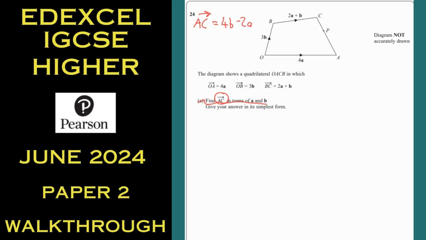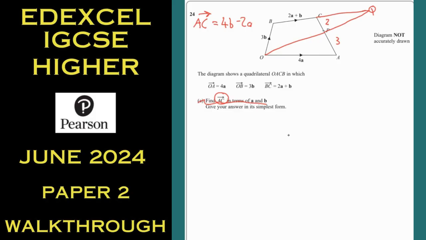So part B's got a lot of waffle at the beginning, but it tells you basically that this line is in the ratio of 2 to 3. It then tells you there is a point out here called Q, such that BCQ is a straight line and OPQ is a straight line. So your task really is, can you find 2 ways of getting from O to Q?